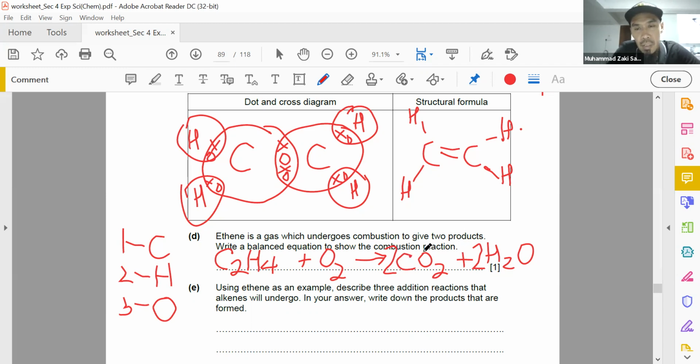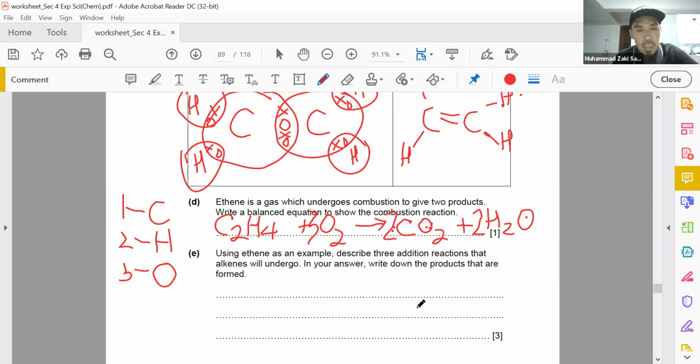Now that makes oxygen on the right hand side 4 plus 2, 6. So how to make the left side 6? Just put 3. Now this oxygen, sometimes you can use fraction. You can use fraction. When we meet that situation, I will explain more.